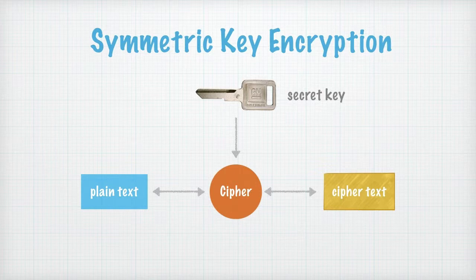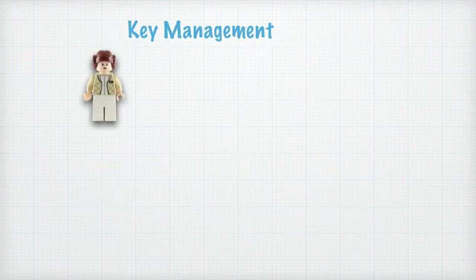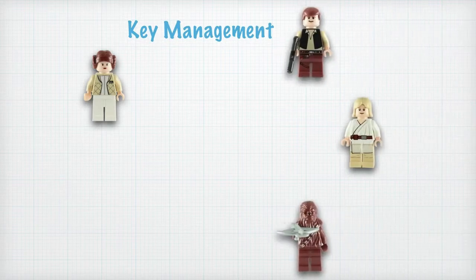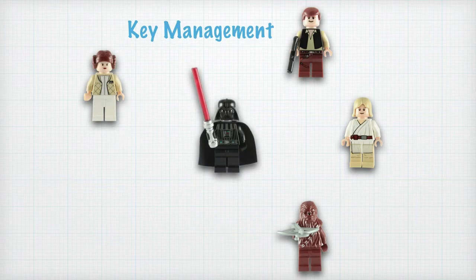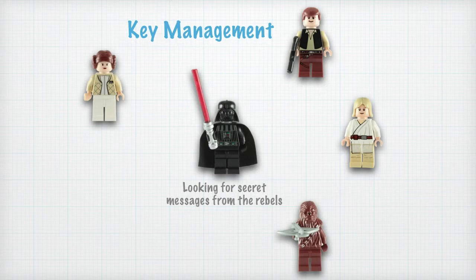The key is just some piece of information. It's not a method. However, this doesn't solve all problems. So there's an issue of key management. To illustrate this, I'm going to use an analogy. So we've got this little Lego girl here, which is Leia, and she wants to communicate with the Rebel Alliance, Han Solo, Chewbacca. So we have one problem, which is that Darth Vader is looking for secret messages from the rebels. So what's Leia going to do?